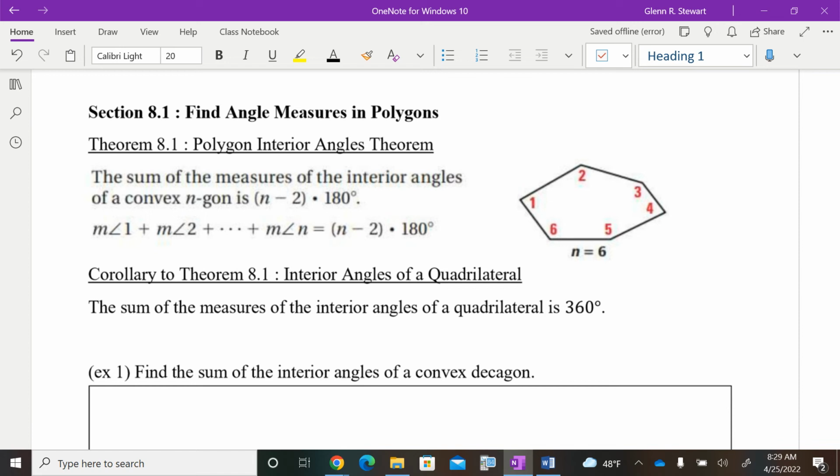Finding angle measures in polygons is what we're talking about today. Just as a reminder, the microphone does pick up quite a bit of what you say, and if it's muffled, it might be difficult to hear later on.